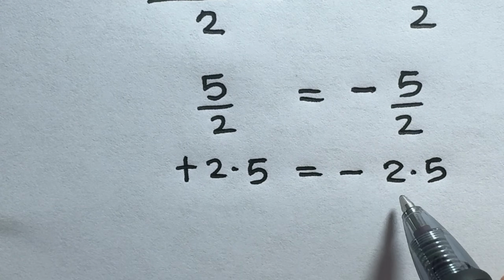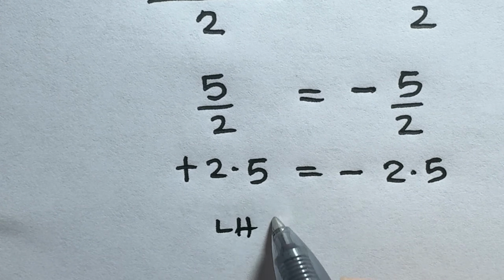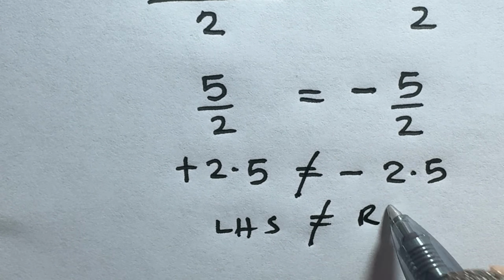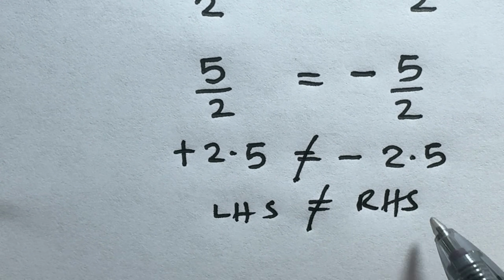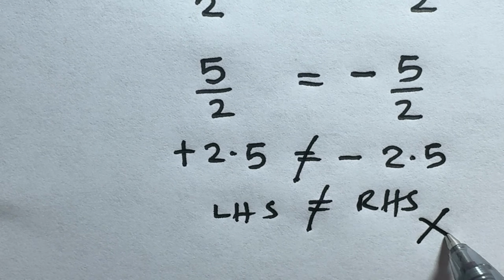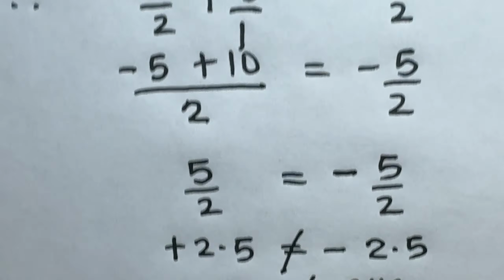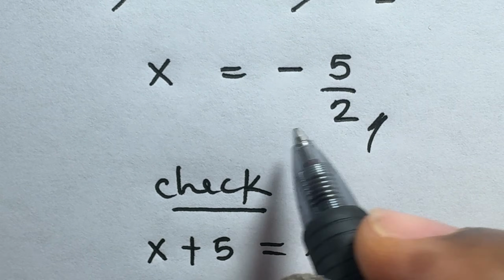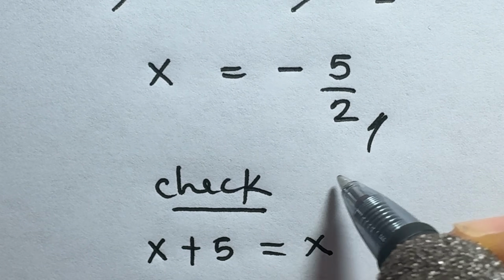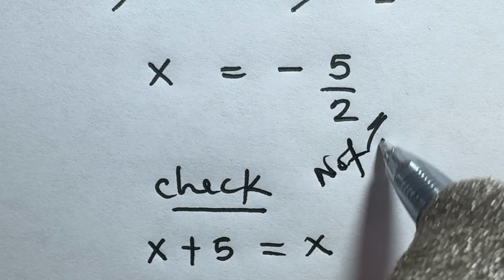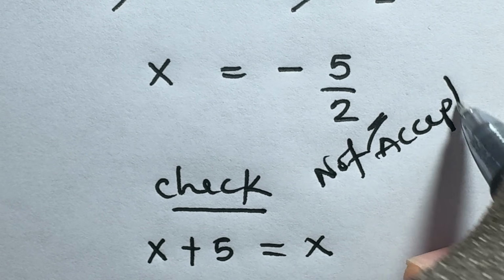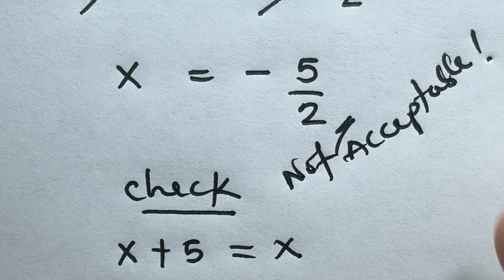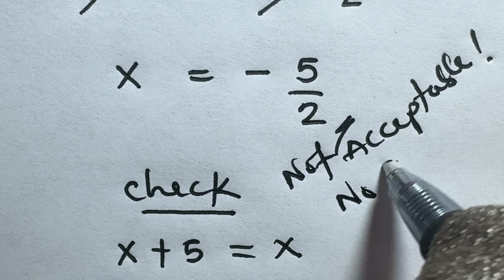So because the left-hand side is not equal to the right-hand side, it also means that the solution is not correct. And therefore, this value, which appeared to be like a real solution, is actually not acceptable. So this problem has no solution.